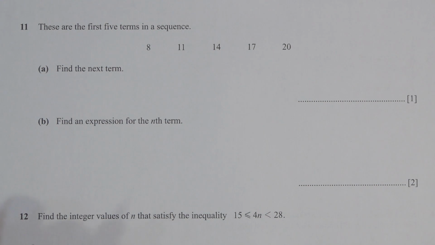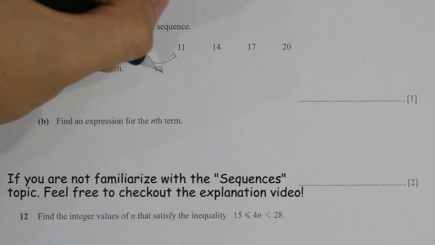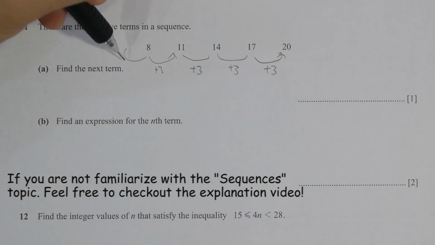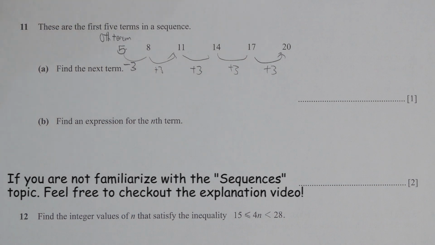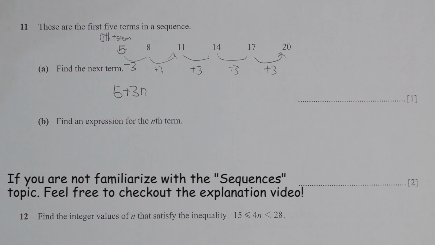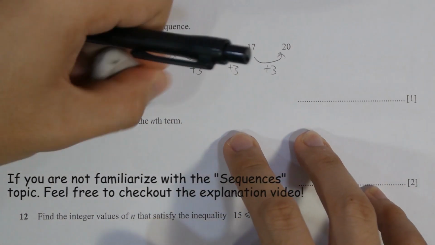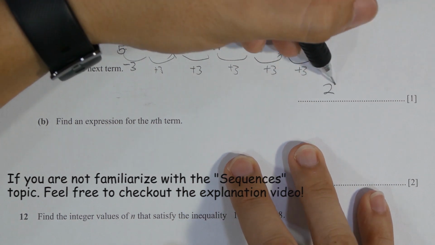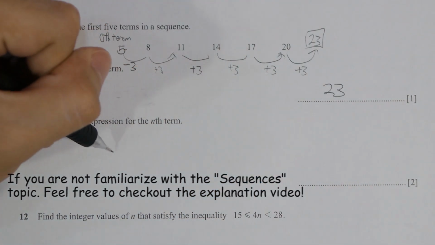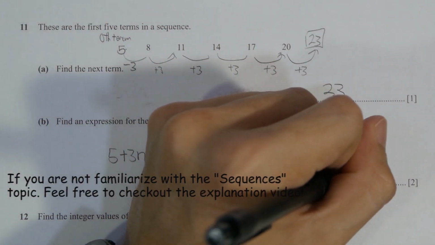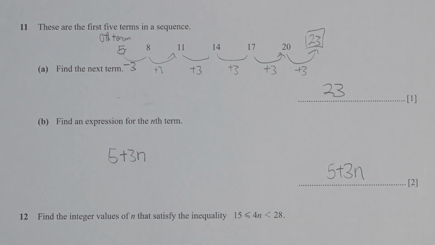So for question 11 part A, as you can see, the term by term difference is positive 3. So simply take 20 plus 3, then you will end up with positive 23. For you to construct the nth term sequence, you actually need to find the zero term. So by taking our first term, which is 8, minus 3, you will end up with our zero term of 5. So your formula will go by 5 plus 3n.